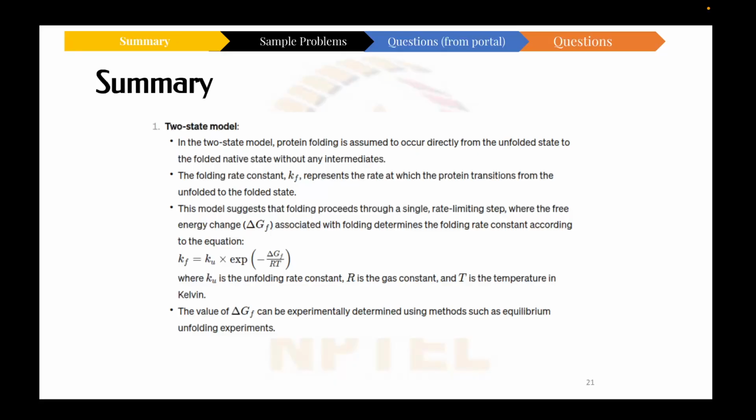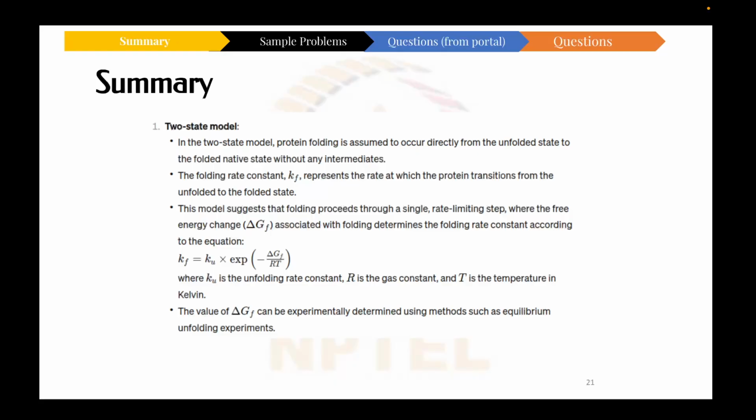So to start with the two-state model: in the two-state model, protein folding is assumed to occur directly from the unfolded state to the folded state without any intermediate. The folding rate curve represents the rate at which protein transitions from the unfolded to the folded state. This model suggests that folding proceeds through a single rate-limiting step. The free energy change, that is delta GF, associated with folding determines the folding rate constant according to the equation.